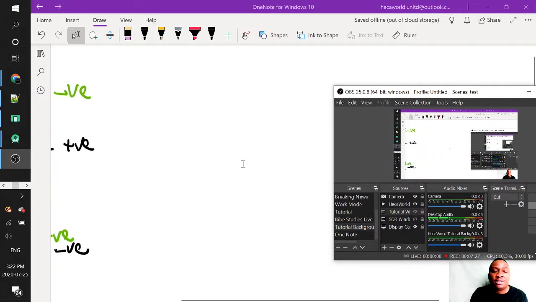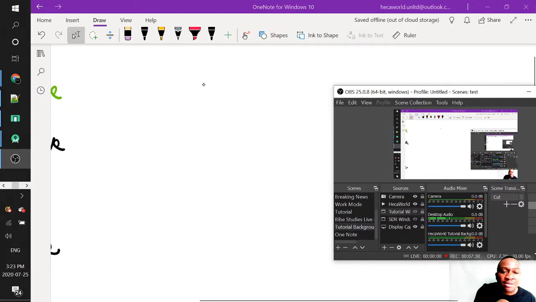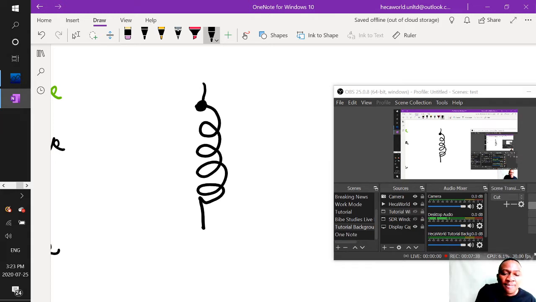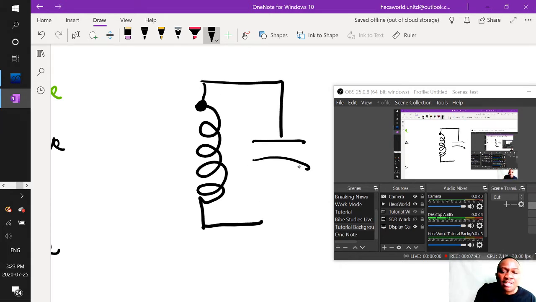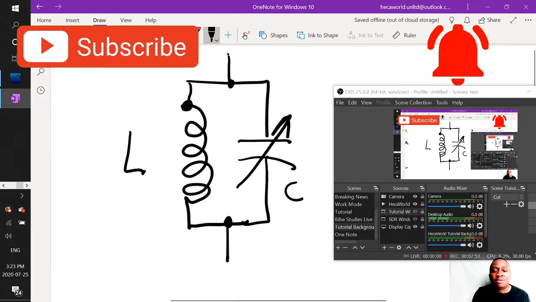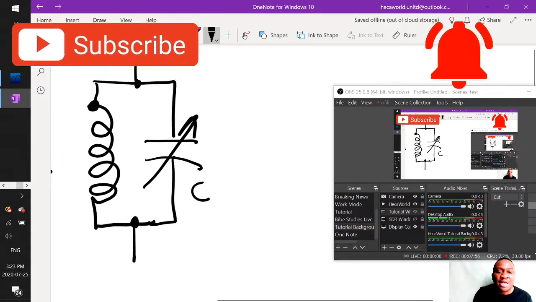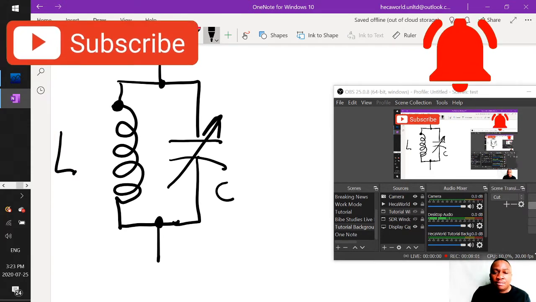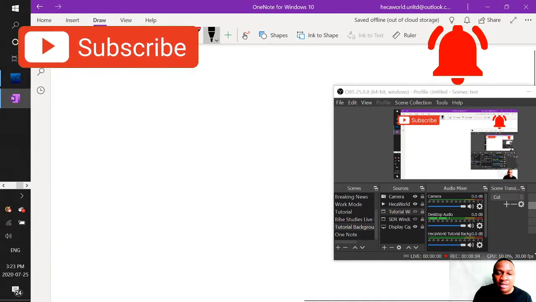So here I'm going to redraw the tank circuit. A tank circuit is made up of an inductor and a capacitor connected in parallel. In this case, we're using a trimmer capacitor. So this is my inductor, and this is a variable capacitor. These two components are your tank circuit that determine the frequency of an oscillator. Okay, so I'm going to leave this and come back to it later.